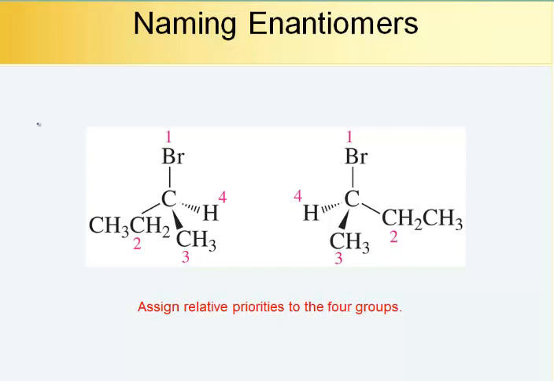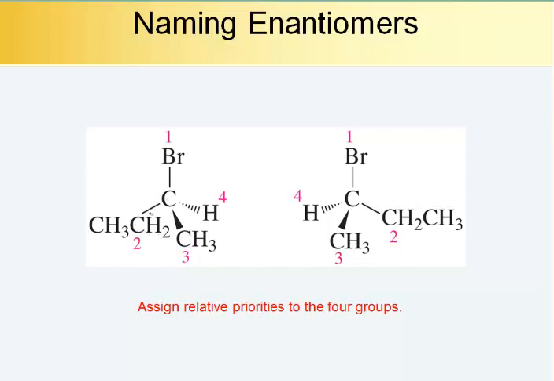In order to name enantiomers, we need to assign a ranking priority to each of the 4 groups around the asymmetric center. In order to rank those groups, we need to figure out which atom has the highest atomic number. The atom with the highest atomic number will be assigned a priority of 1. The default to that is hydrogen, which will always be assigned a 4 because it is the atom with the lowest atomic number. So we have our top and we have our bottom.